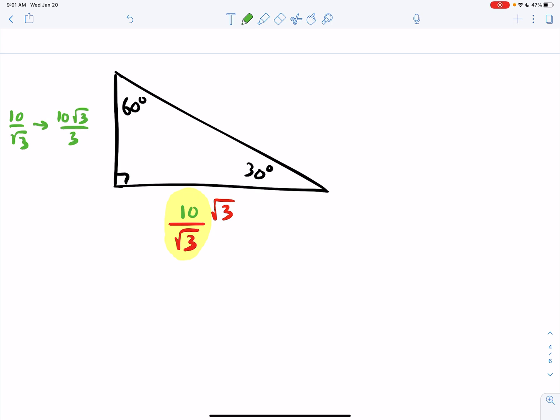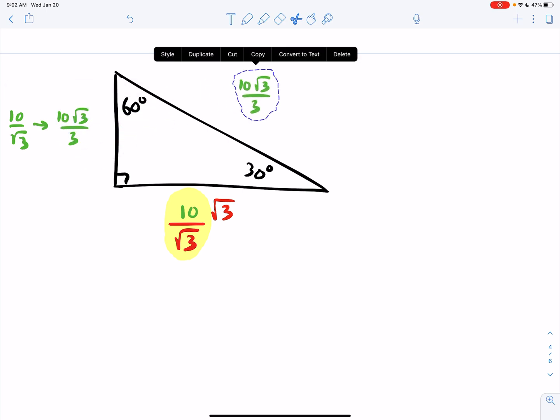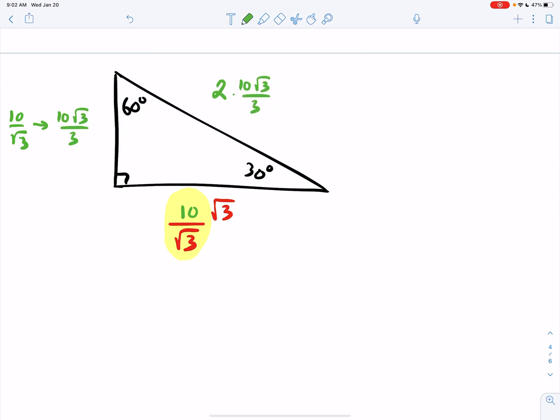Okay? So remember, you have the short leg. So what's the hypotenuse, right? The hypotenuse is always double the short leg. So if this right here is the short leg, the hypotenuse is just going to be 2 times that. Okay? And that comes out to just 20 radical 3 over 3.